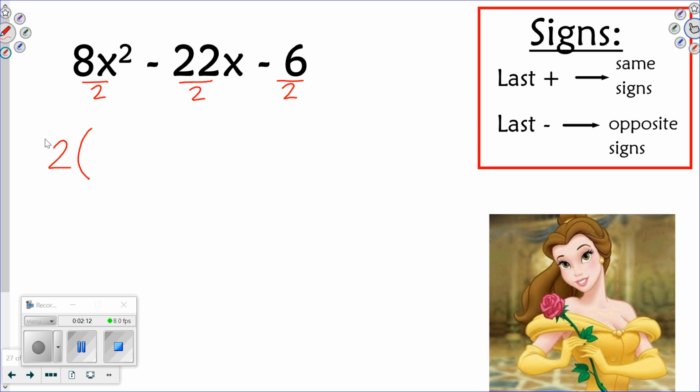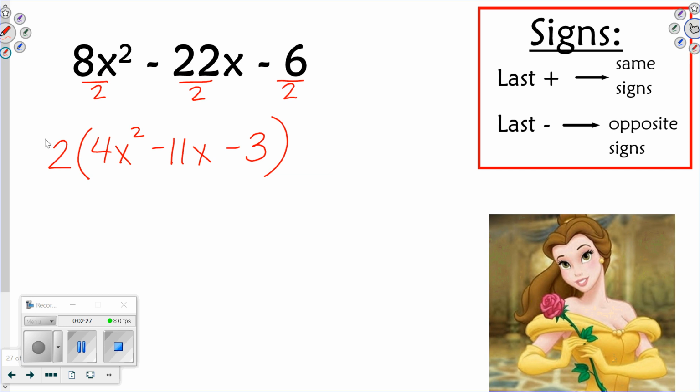Okay, so if I'm dividing out a 2, what do we have left? 4x squared. Thank you. Making sure we're still awake today, guys.